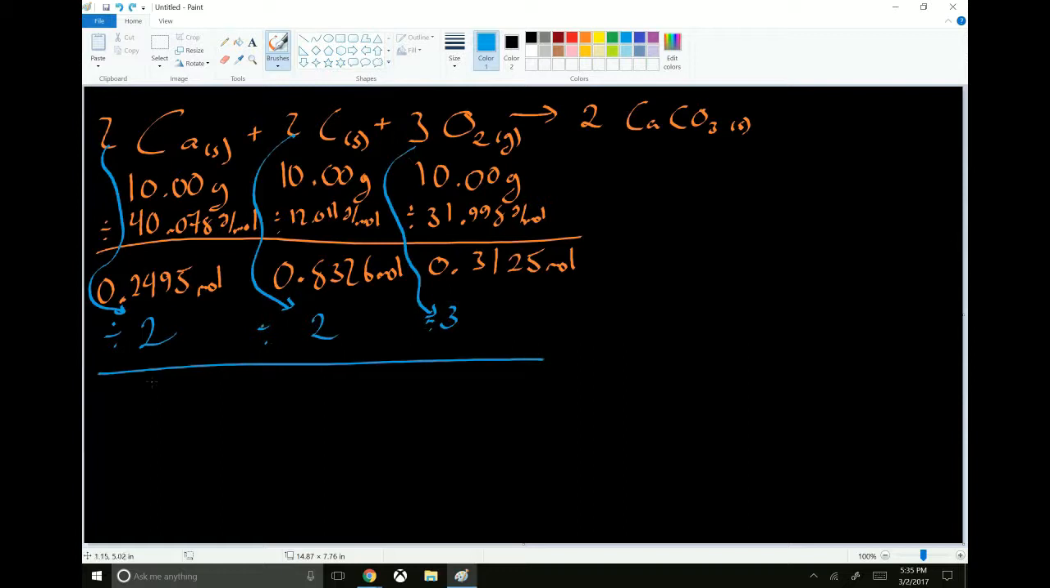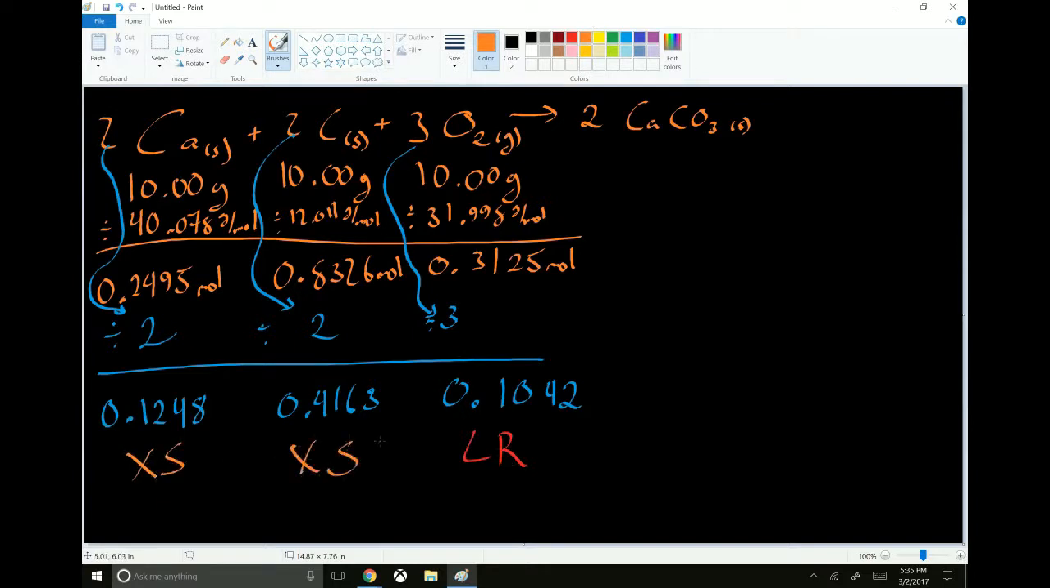And when you do that, the numbers you get are 0.1248, 0.4163, and 0.1042. So that means that for this particular reaction, oxygen is the limiting reagent. Both calcium and carbon are present in excess. And this is the one that will run out first, oxygen, which means that if we're going to calculate the amount of calcium carbonate produced, we would have to use the number of moles of oxygen to do that calculation. Okay, so that is how you find a limiting reagent.